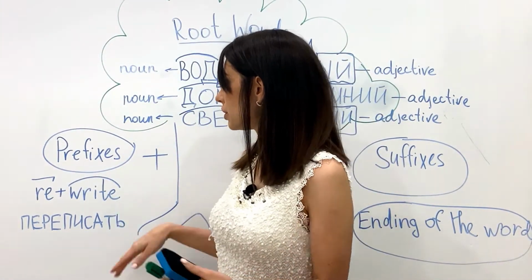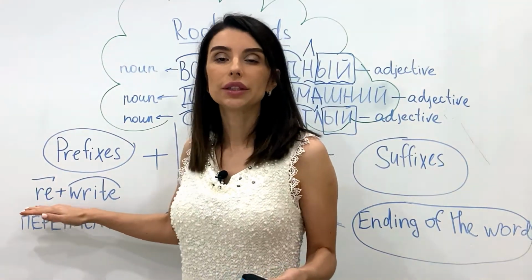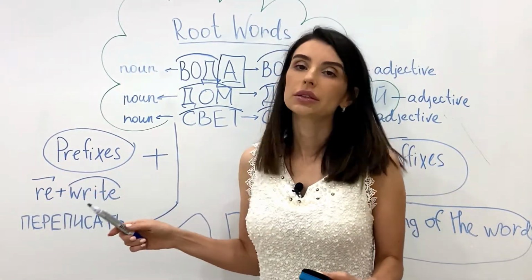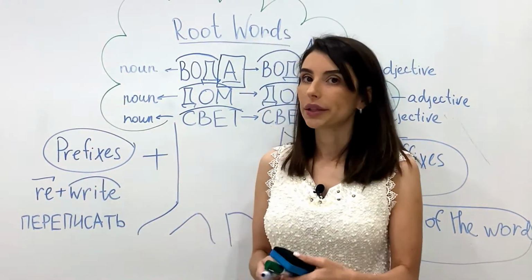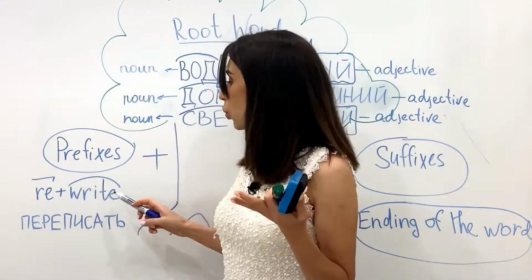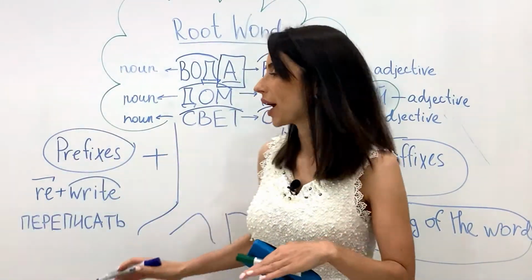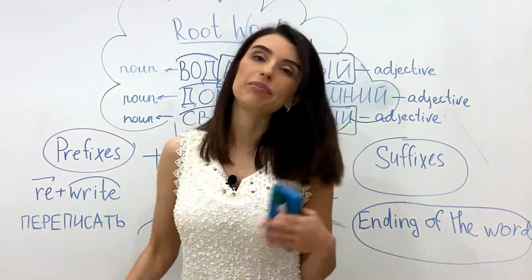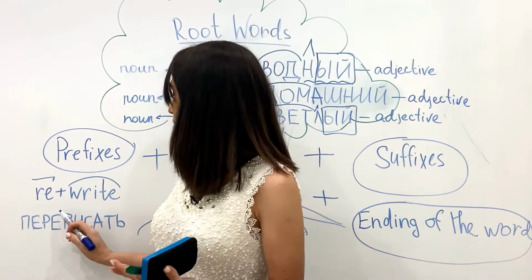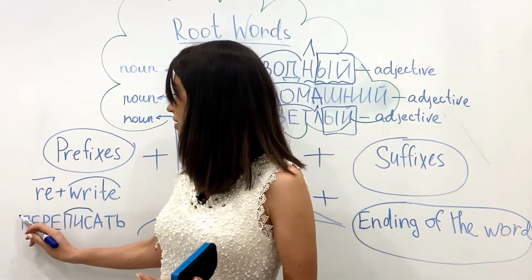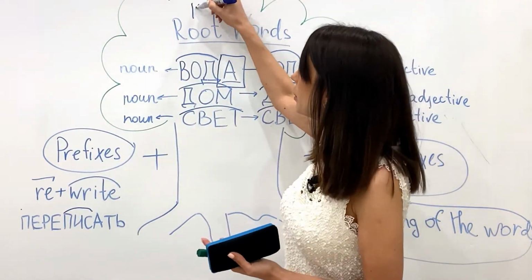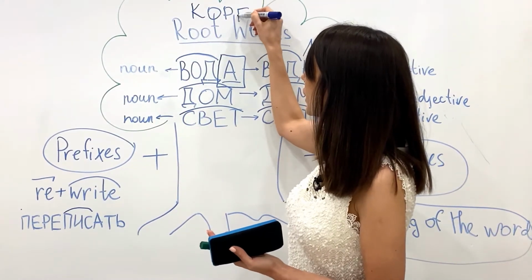For example, we have the word in English rewrite. Re, it's a prefix, write. Okay, let it be the root of the word. So the same word we have with the same structure I found: переписать, rewrite, переписать. So писать, пис корень, root word корень, корень.